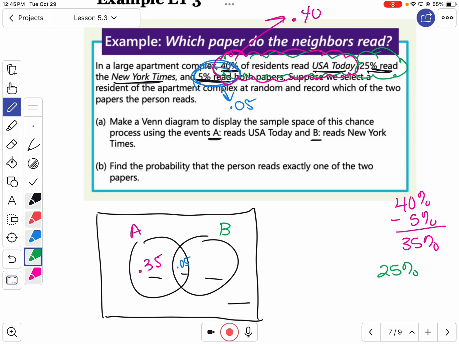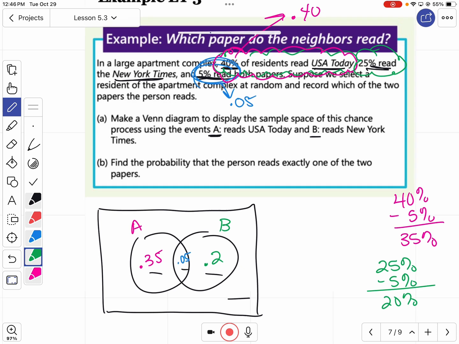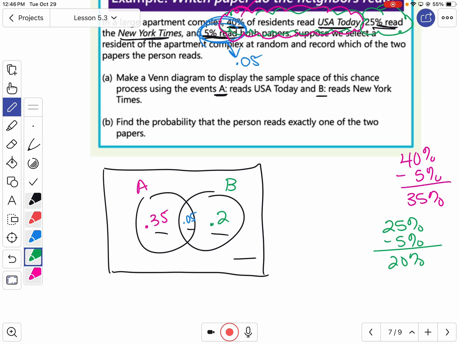Okay. And then the last one, 25%, read the New York Times. Okay, so 25%, but I've already talked about the both, so let's take them out. So minus 5%. What does that leave me? 20%. What would that decimal be? 0.2. Okay, now I've got one more blank to fill in, but they didn't give me any numbers. All right, any ideas on how we might find it? Add them all up, subtract it from 1. Okay, add them all up, subtract them from 1.